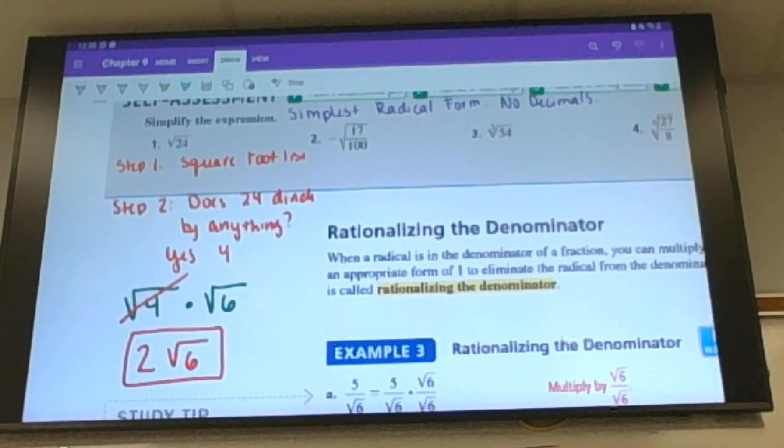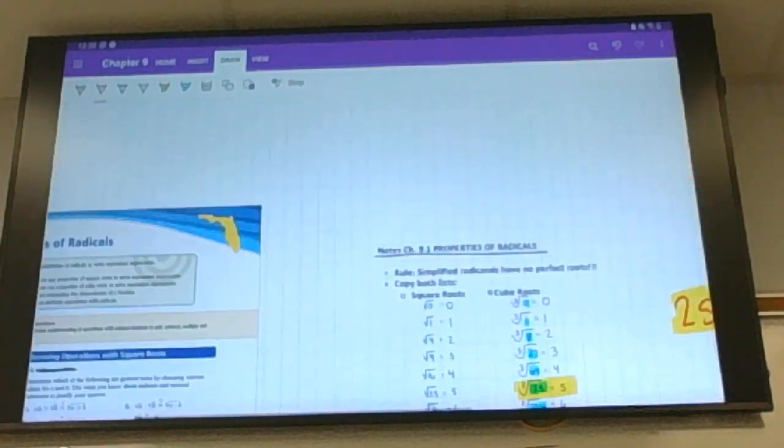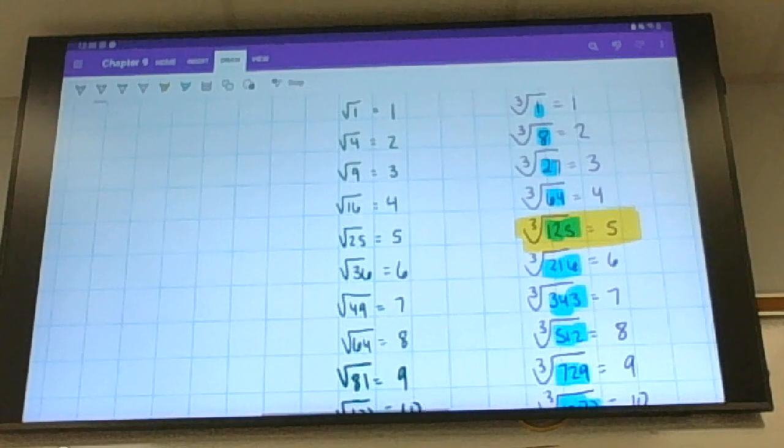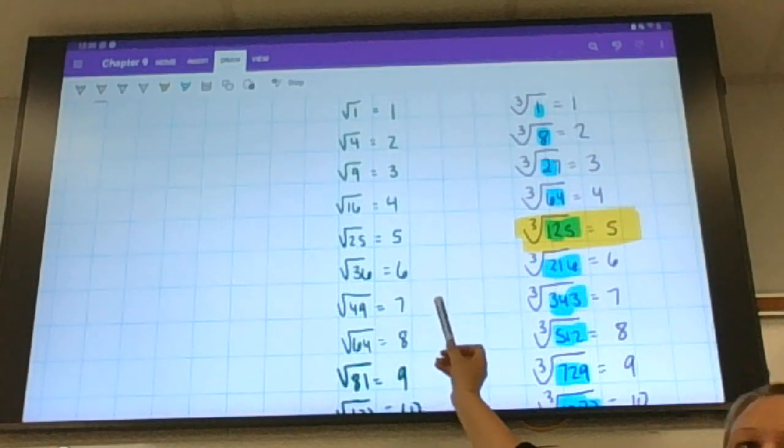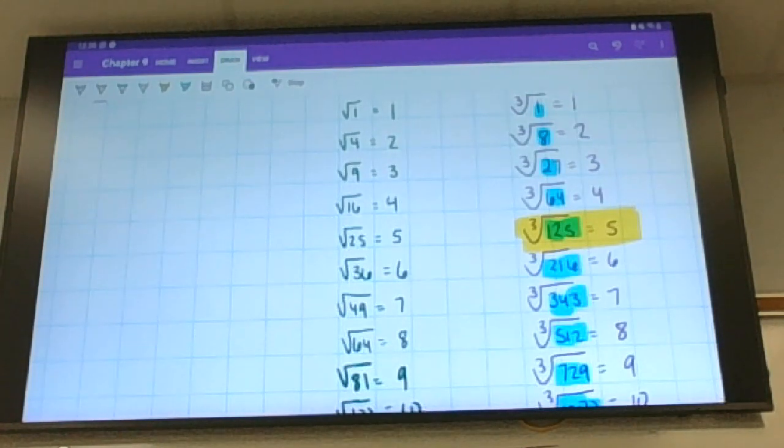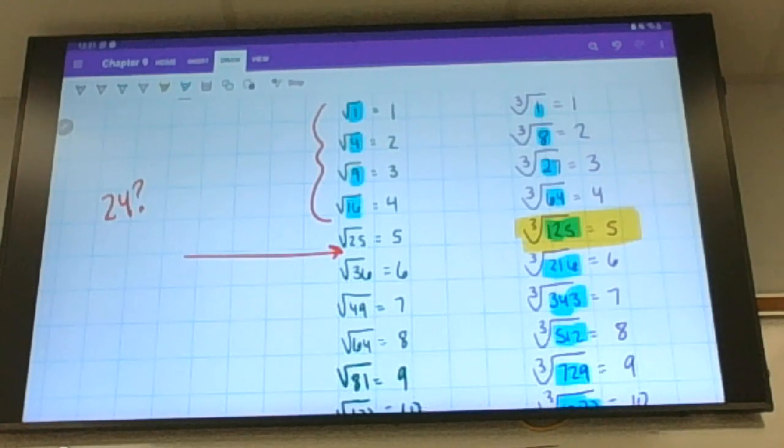I'll show you this list real quick. This is the list of numbers that will square root, and 24 does not show up there. So it goes to 25. In my calculator, I will try to divide 24 by one of these numbers. Does 24 divide by 4, 9, and 16? It divides by 4, so I take 4 because it's in the list. So that's your strategy. You just look at the numbers in the list and see if it can be rewritten using one of them.